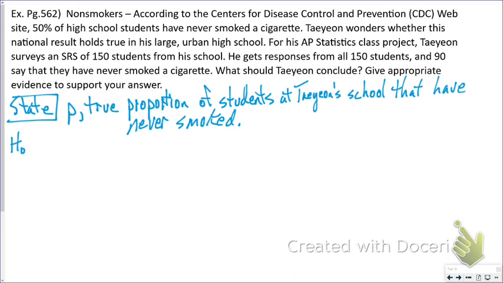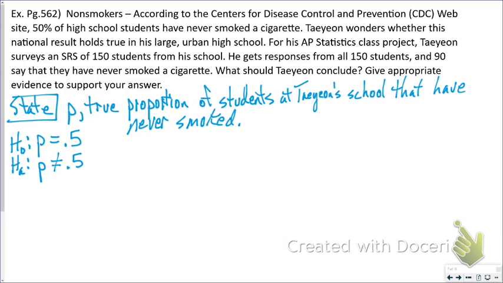Our hypotheses: it's P equals, and I see a claim that it's 50% that have never smoked. So I automatically write P again and 0.5 again, and I skim the paragraph, and I see nowhere that talks about they suspect it's larger or smaller. It's very vague. So we're just going to test that it's not 0.5.